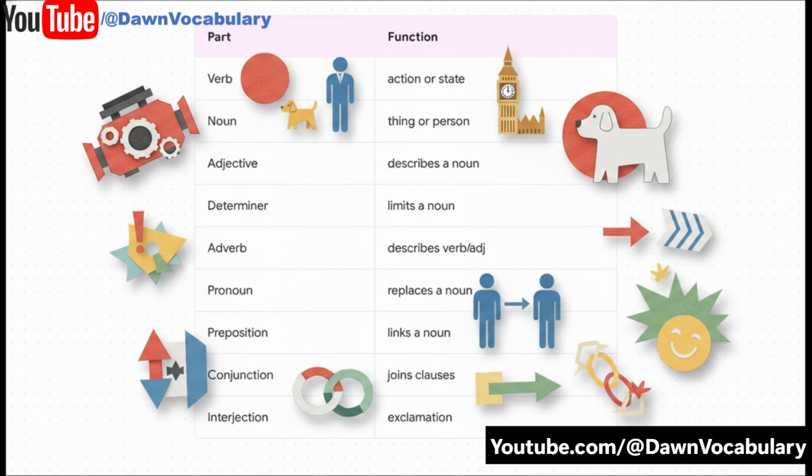Pronouns step in as stunt doubles to replace nouns, like he or she. Prepositions link nouns to other words, showing relationships like to or on. Conjunctions are basically the glue, joining things together with words like and or but. And interjections? Those are your sudden bursts of emotion, like ouch or hi.